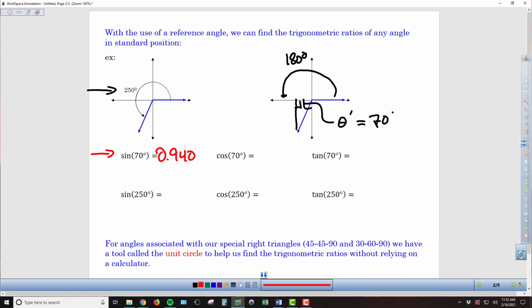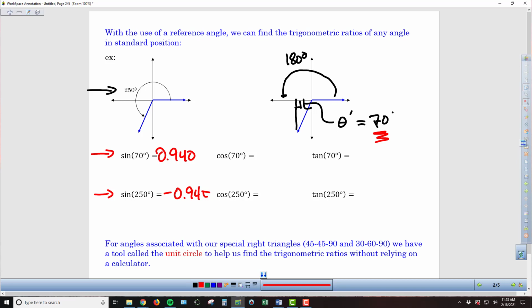0.940. But if we type in sine of 250 degrees, even though we're using the same picture, they're in the same position, and we have this reference angle associated with it, we do get a different answer. Although the numerical answer is the same, it's now negative. And the reason is we have to indicate that the angle is in the third quadrant somehow. And the way we do that is with positive or negative signs on these ratios.